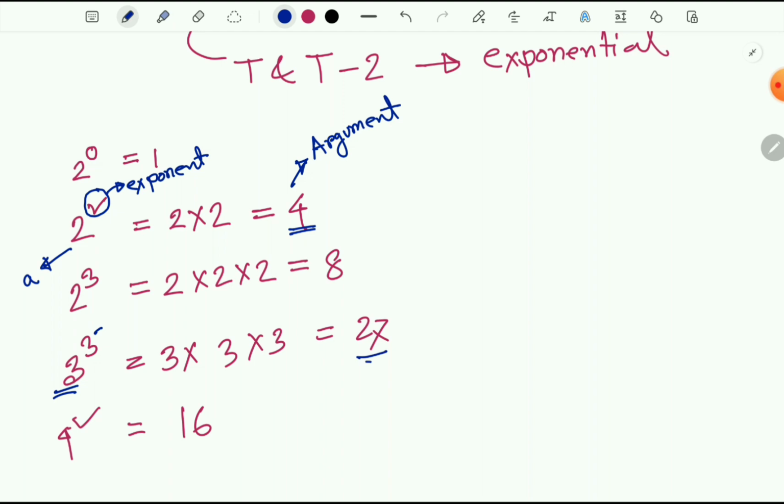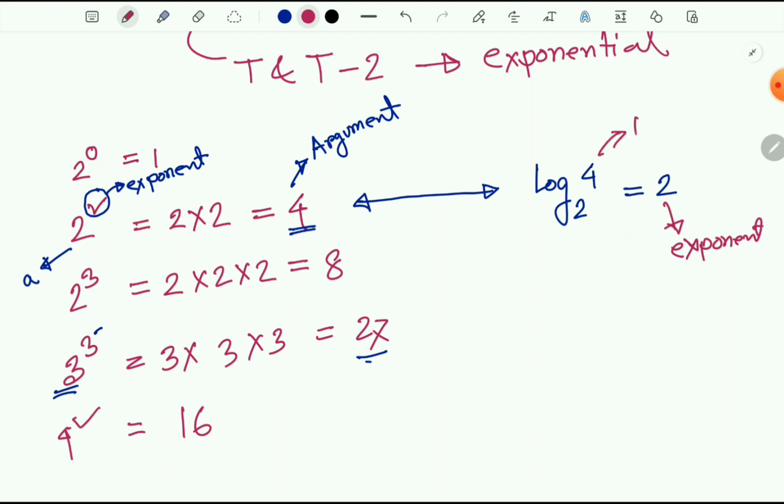So this exponential expression can be expressed in a different way, that is called logarithm. How we can express it, I will show you. So this term we can write log, the base will come here, this base was 2 in this case, so we write it in the bottom part, and then the argument we have to write here, which is 4, equal to the exponent. So 2 is the exponent, 4 is the argument, and 2 is the base. So we can relate, right?